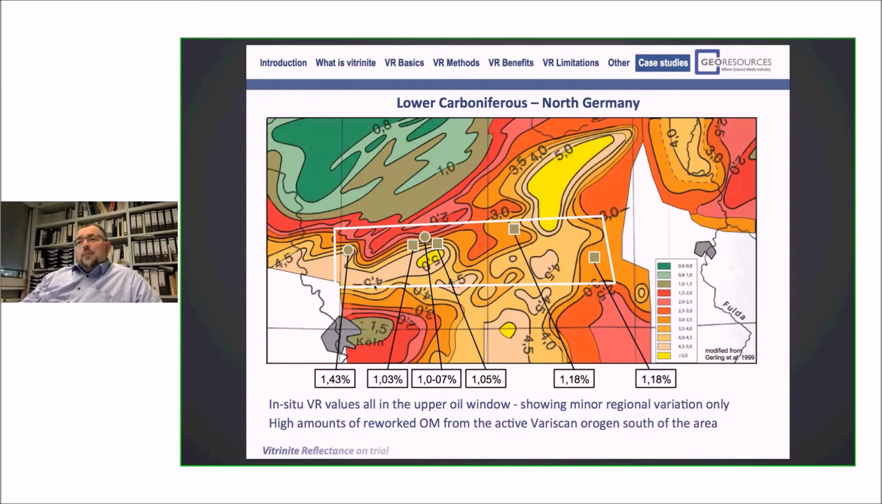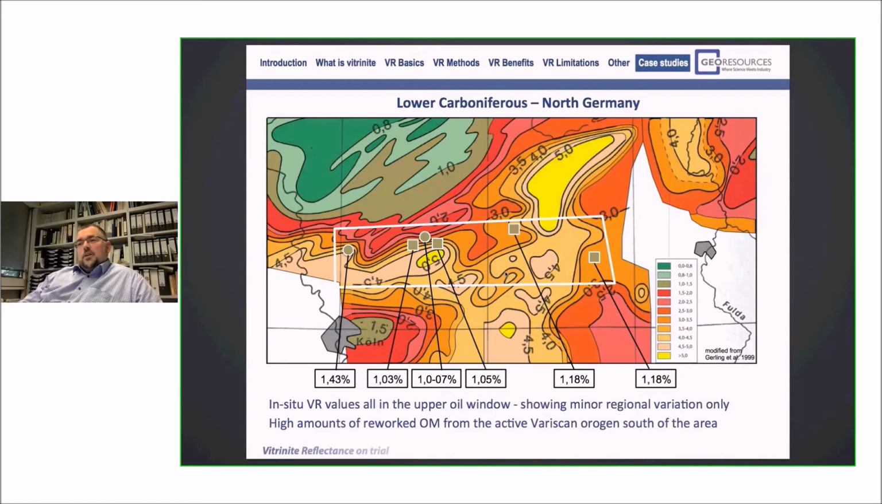But why do we have these high maturations always mapped in this area? This is due to the high amounts of reworked organic matter from the active Variscan origin south of the area. So this is part of the Variscan origin, and it comes from the south, prograding towards the north in the final Variscan orogeny, and brings a lot of sediment eroded from the Variscan origin into the basin over here.